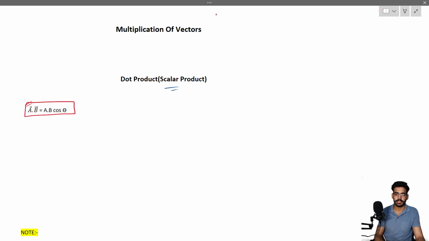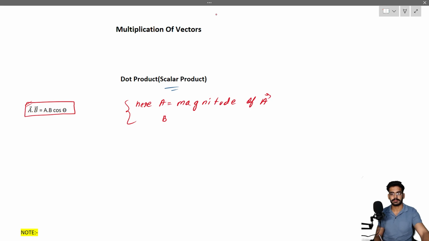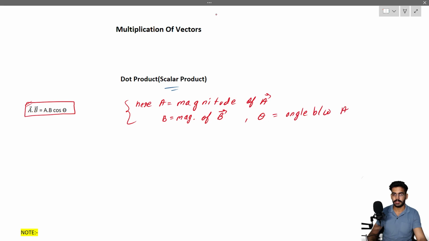I can write here a equals the magnitude of the a vector, and b equals the magnitude of the b vector, and theta equals the angle between the a vector and the b vector. Simple. I hope this is clear.